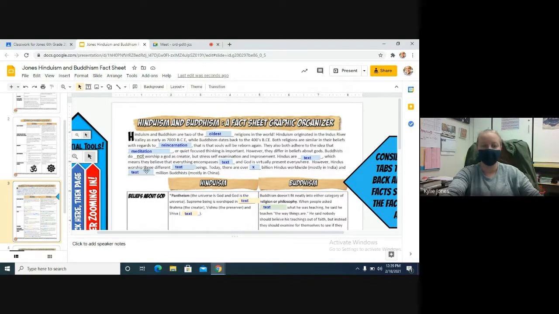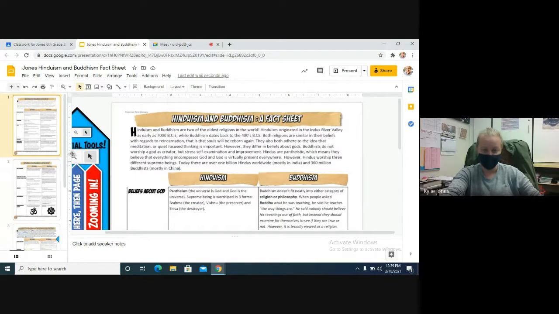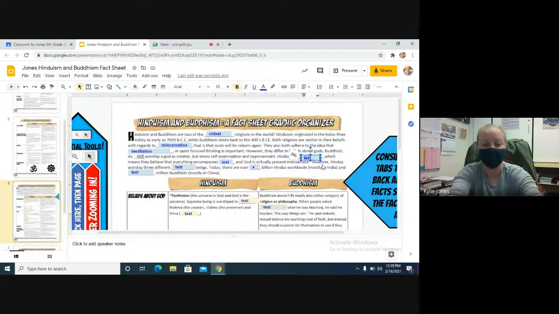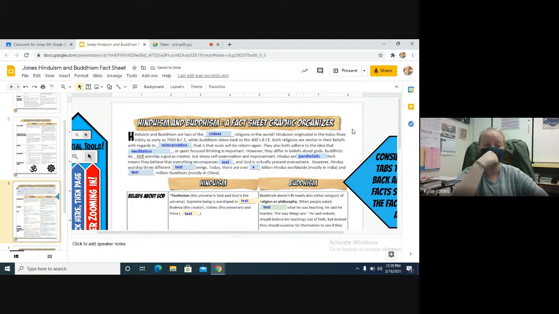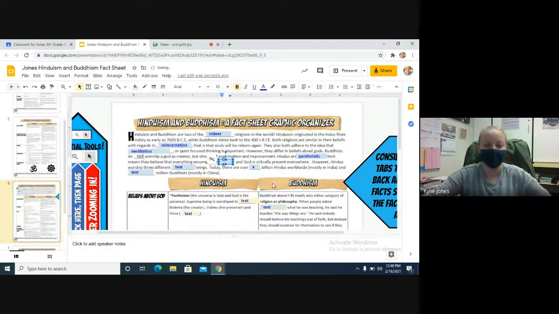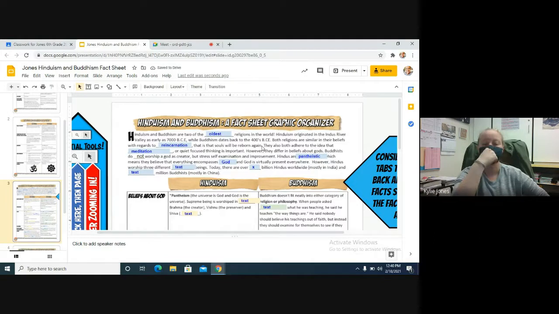Hindus are blank, which means that they believe that everything encompasses blank. So let's start with that first one. Hindus are pantheistic. Good. I mean, they worship Pan. No. Pantheistic means that they worship more than one god. So they believe in multiple gods. So Hindus are pantheistic, which means that they believe that everything encompasses blank. What goes in that next blank? God. Yeah, God. So God goes in that next blank. Okay, everything encompasses God, and God is virtually present everywhere. So God is always there and watching you. Oh, scary. Mm-hmm.